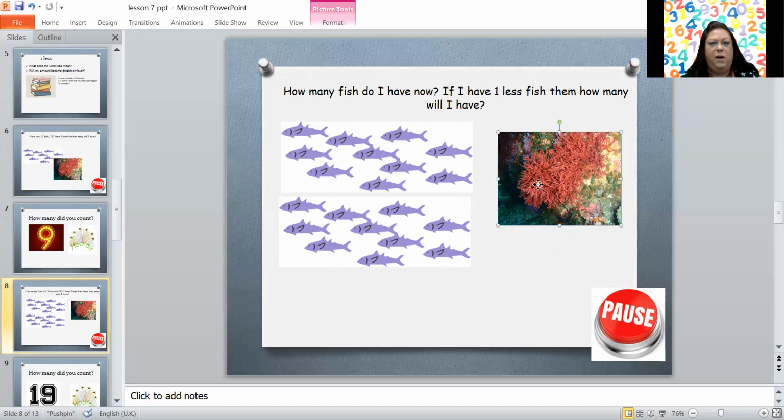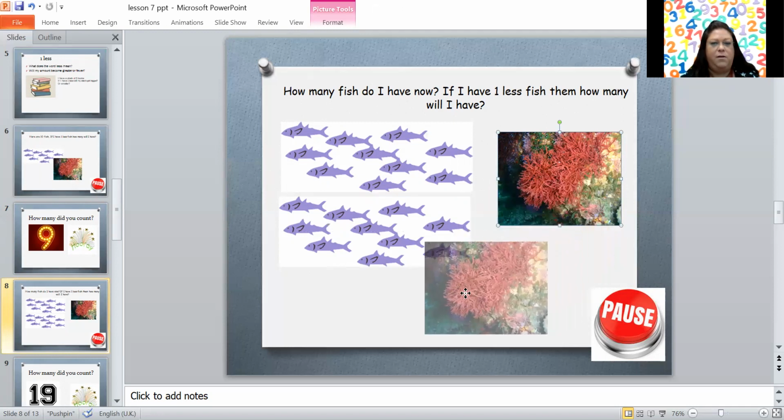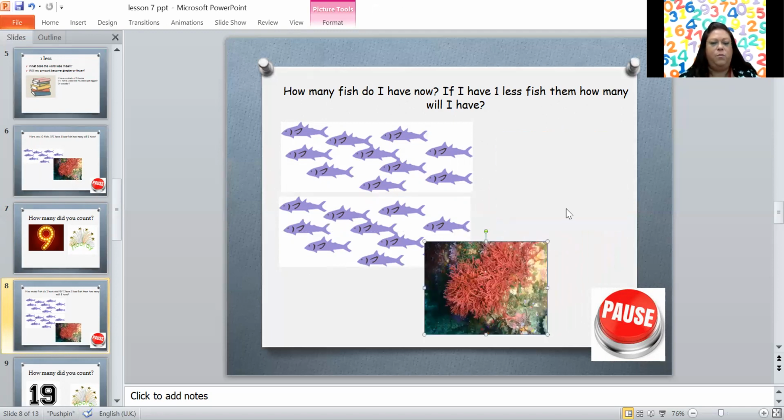Here we go. So we are going to take one away. We're going to have one less fish than 20. Do any of you know what that number would be already? Let's see. You take one away from your counting objects. I'm going to cover mine over. And then what can we do to find this out? We're going to count them again.